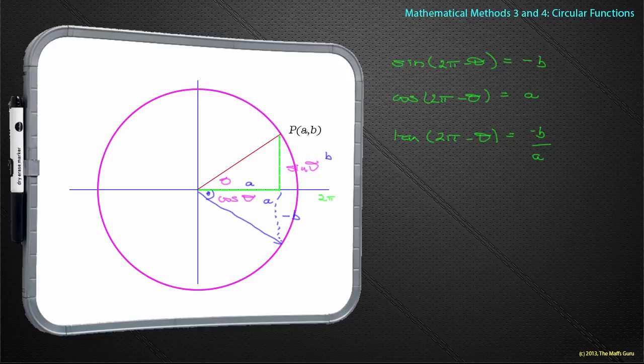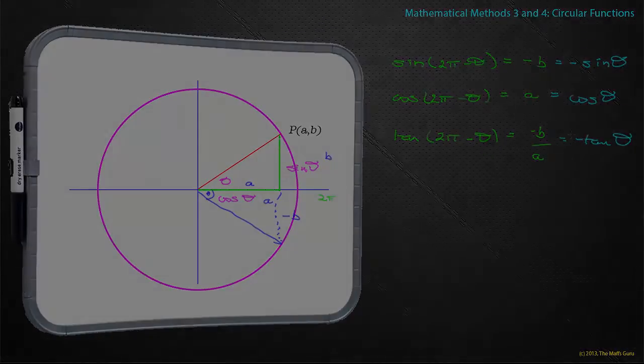But we already know what each of these are because we've already worked it out before. We already know that sine theta is equal to b, and so the sine of 2 pi minus theta must be equal to the negative of sine theta. And a, we know, is cos theta, and the cosine of 2 pi minus theta is equal to cos theta, and the tan is equal to the negative of tan theta.